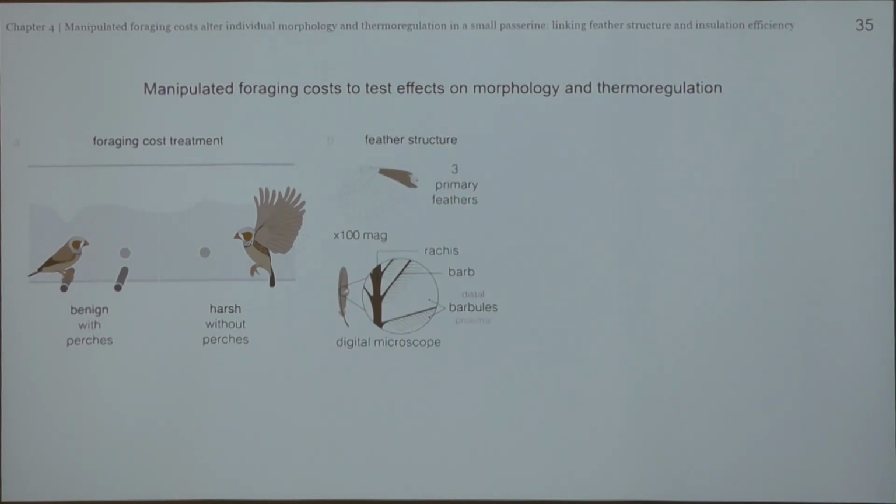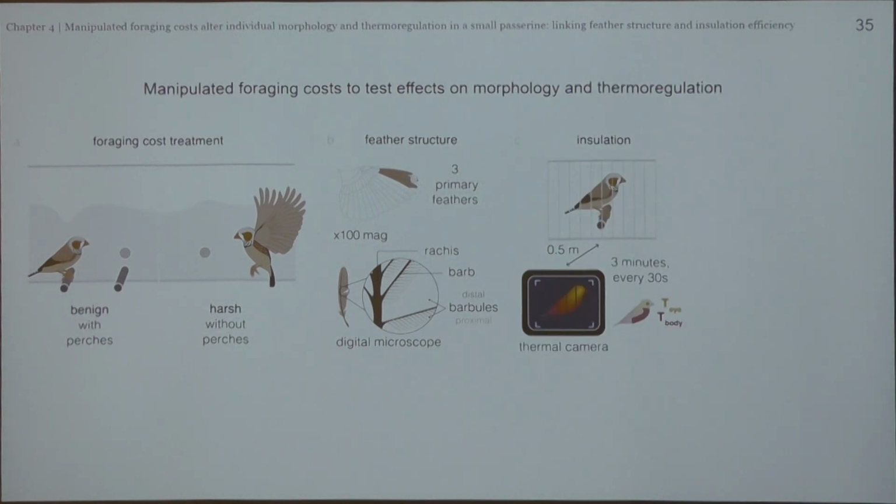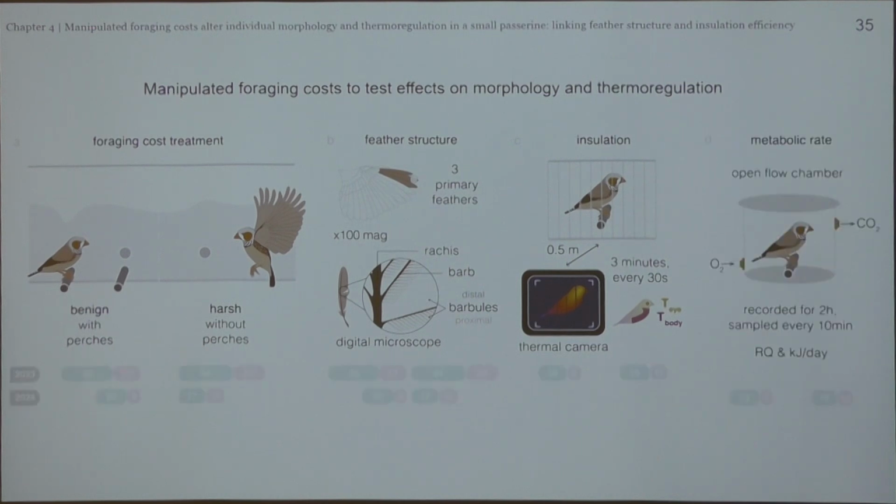Then I also measured, using my usual approach with the digital microscope, took pictures and measured the different feather quality metrics. But I also used a thermal camera to record the surface temperatures of the birds, and then used this to calculate a proxy for insulation. What I did was contrast the temperature on the eye, which is an uncovered surface and one that correlates with the internal body temperature, with the temperature on the body, so on an insulated surface.